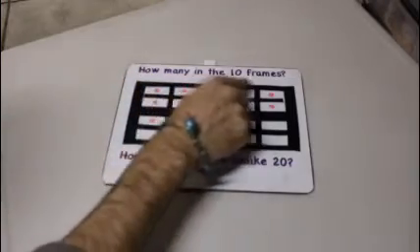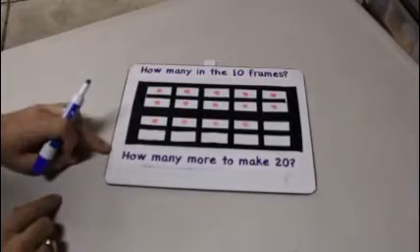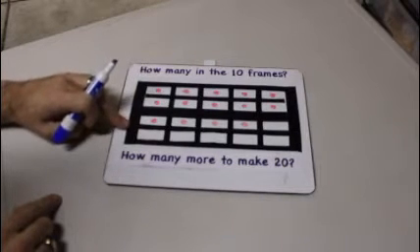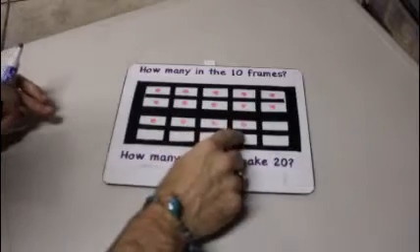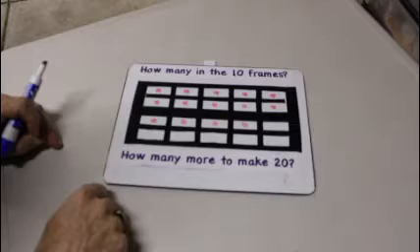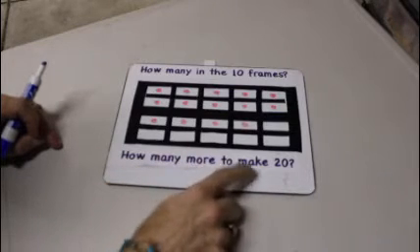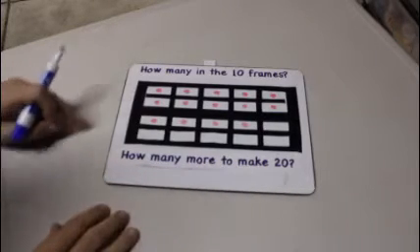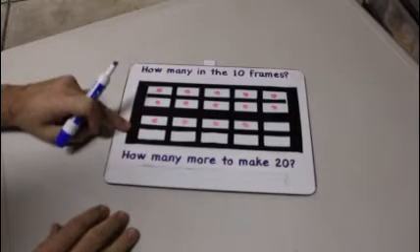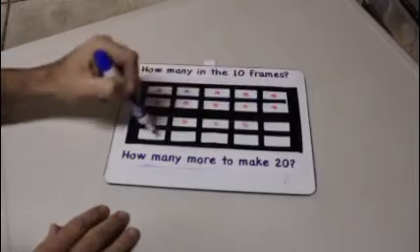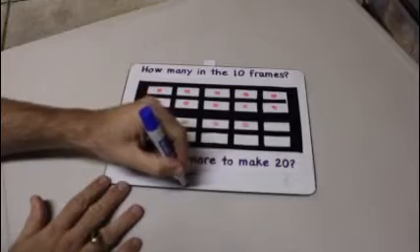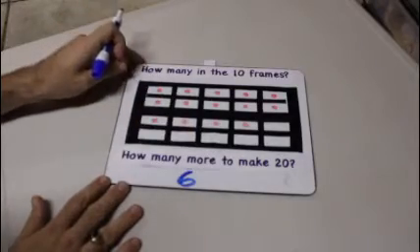How many in the 10 frames? We got two 10 frames. Top one's full. That's 10. Bottom one's not full. How many? 1, 2, 3, 4. 10 and 4 is 14. How many more to make 20? Remember, 20 is 2 full 10 frames. We got 1 full, but this one's not, so let's fill it up. 1, 2, 3, 4, 5, 6 more. How do we write a 6? Down to a loop, 6 rolls a hoop.